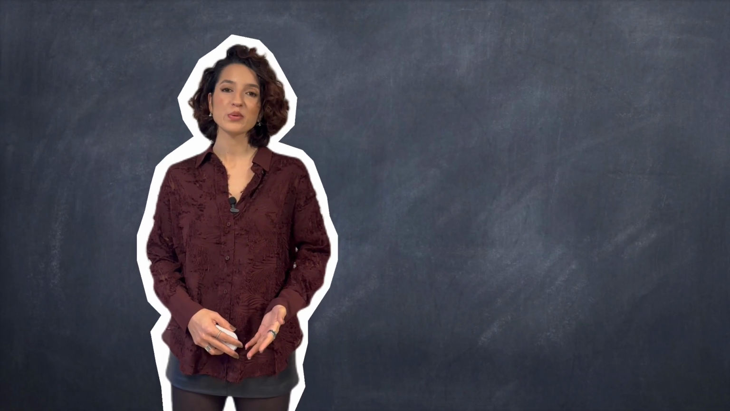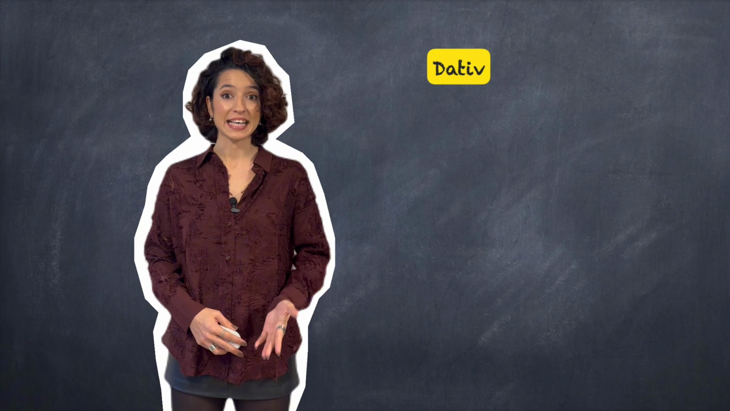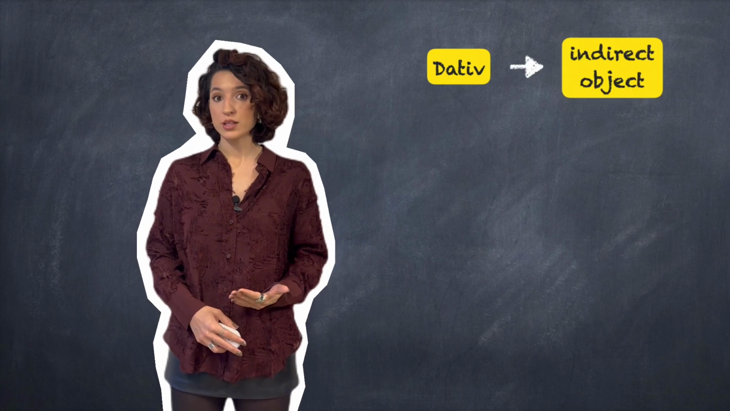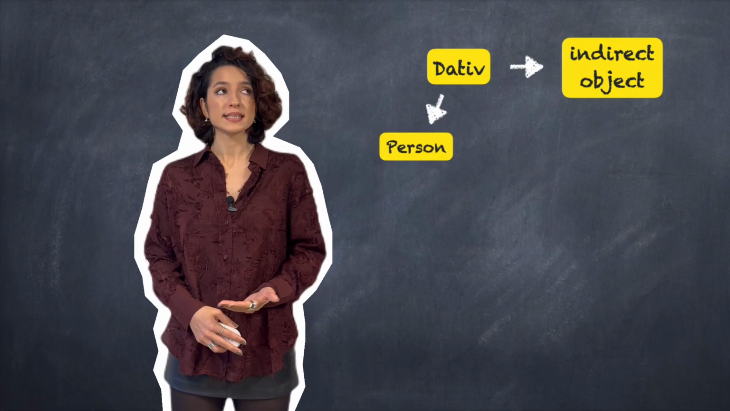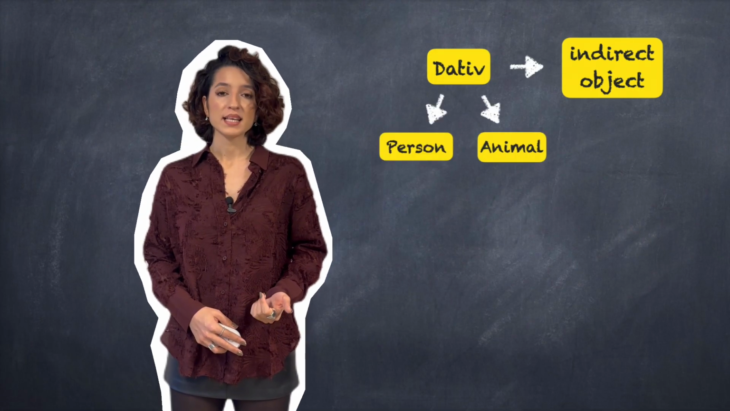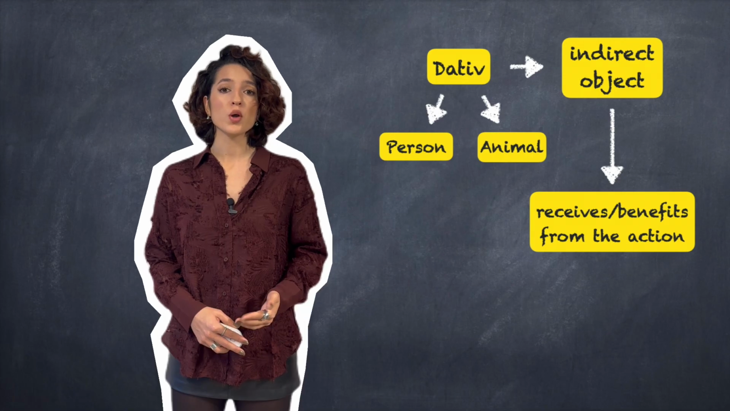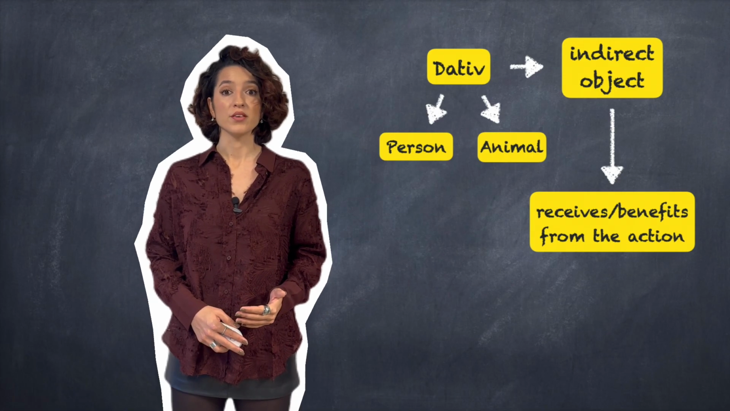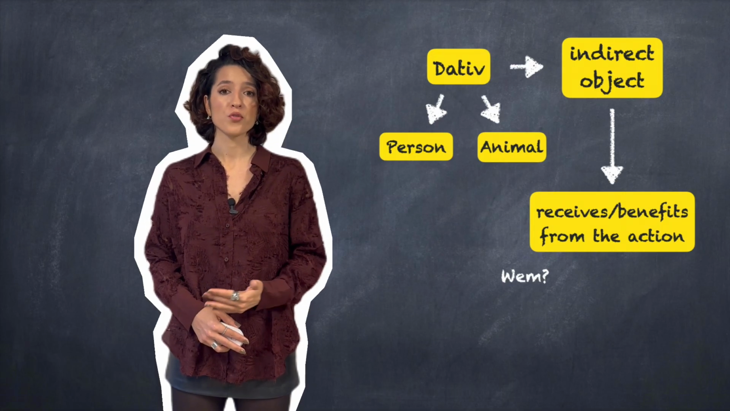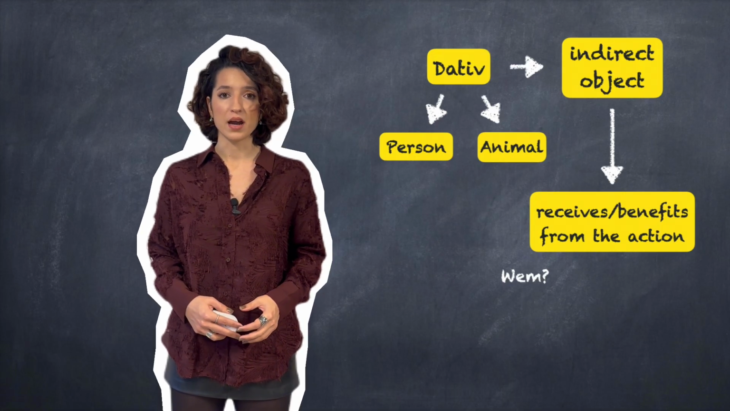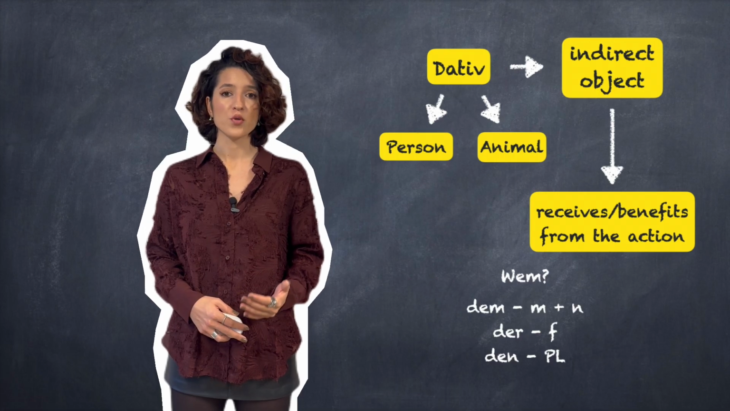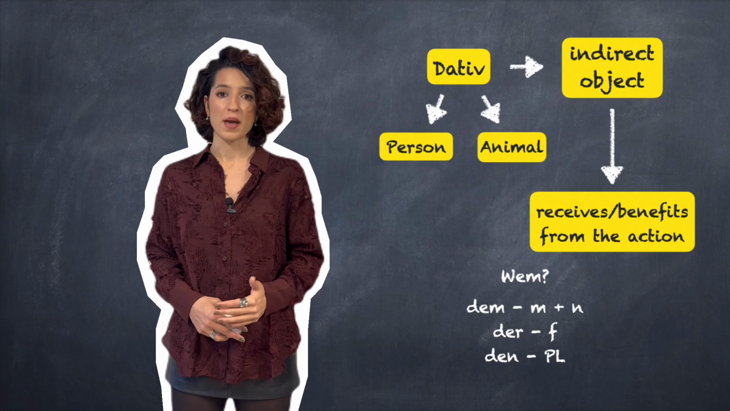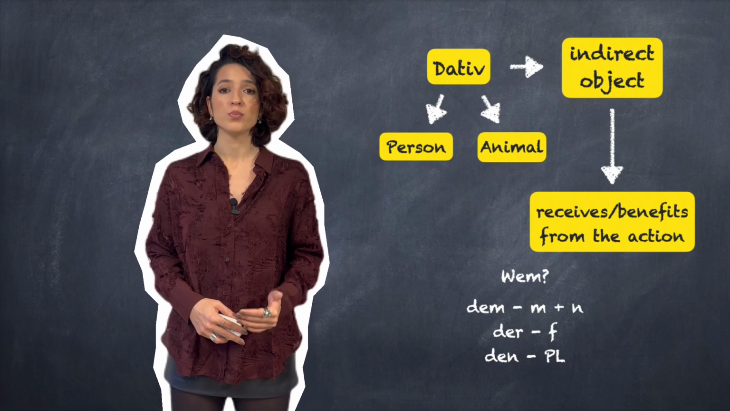So let's continue with the dative case. The dative is the indirect object of a sentence. It usually is a person or sometimes an animal. The dative receives or benefits from the action. It answers the question wem, to whom, or for whom. And the articles are dem for masculine and neuter, der for feminine, and den for plural.